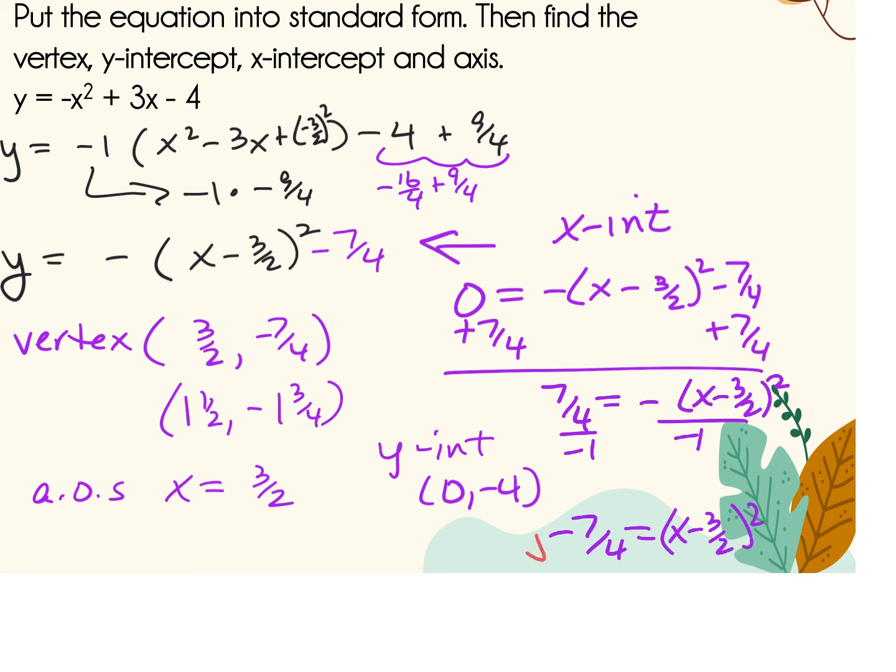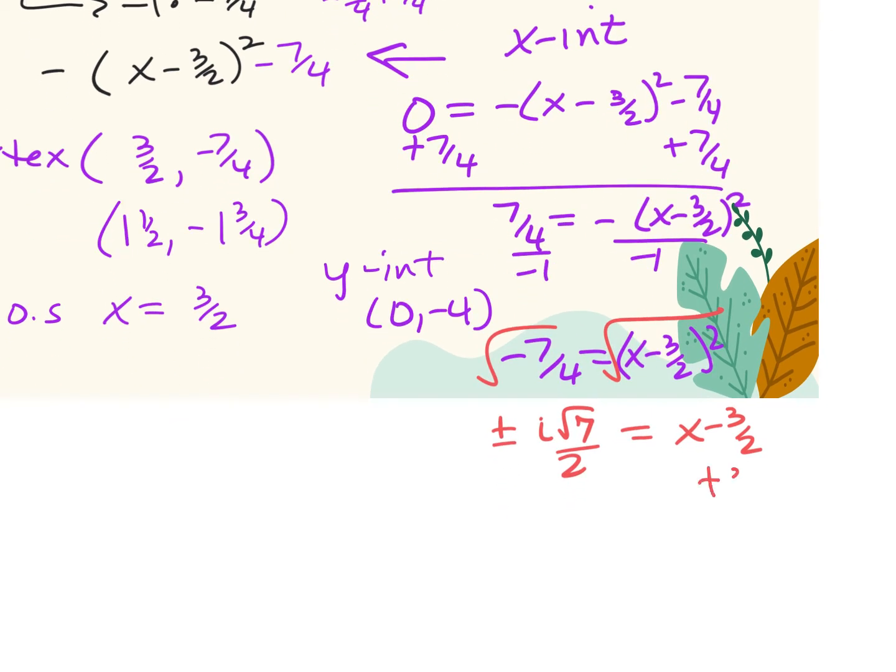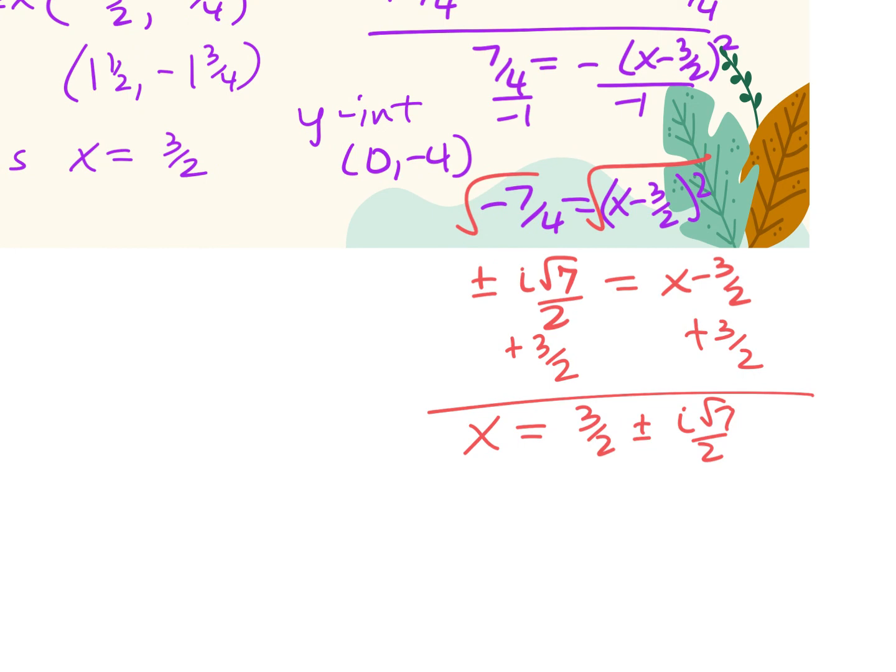Square root it. And I'm going to get an imaginary here. So plus or minus i radical 7 over 2, equals x minus 3 over 2. I'm going to add 3 over 2. X equals 3 over 2 plus or minus i radical 7 over 2 would be your x-intercepts. You could combine it with one denominator. So plus or minus, and then you could pull it apart.